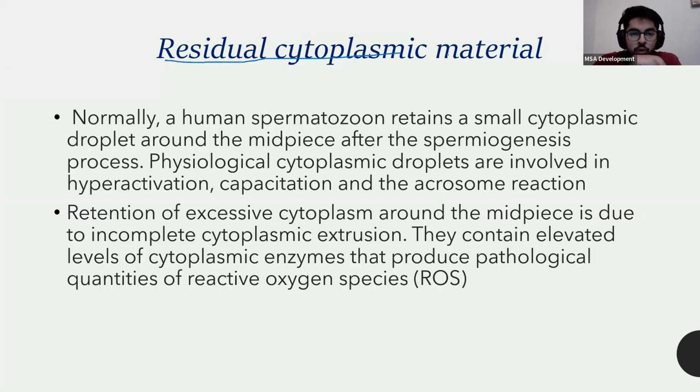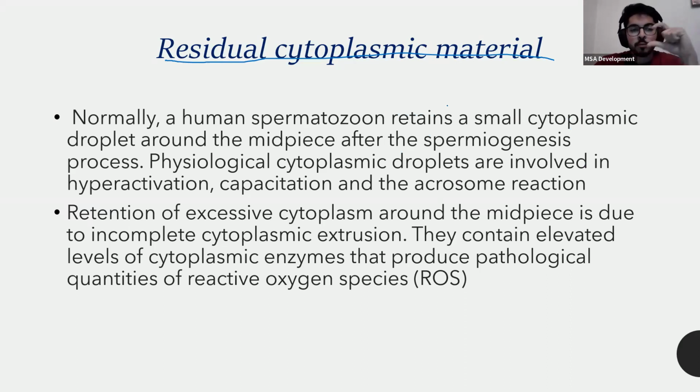Another important abnormality is the residual cytoplasmic material. We said that during spermiogenesis, we have this cytoplasm shedding off from the spermatids so that they get the shape of the sperm. However, it's not only shape-wise; there is a very significant reason for the cytoplasm to be removed or shed off.